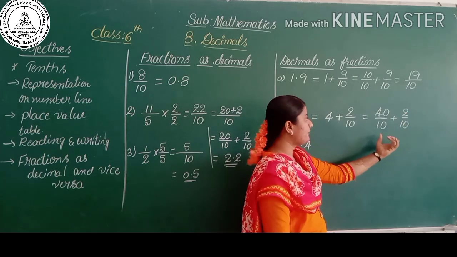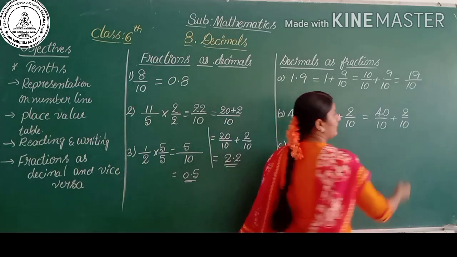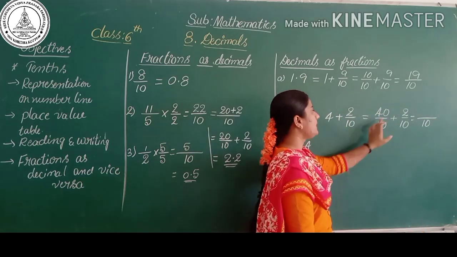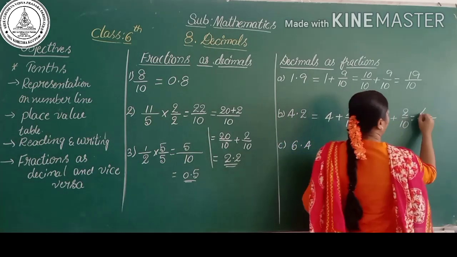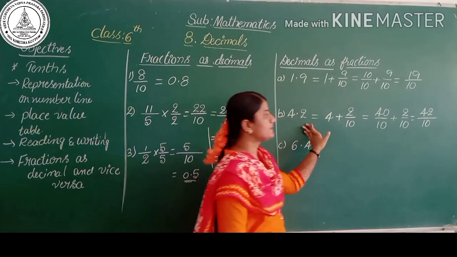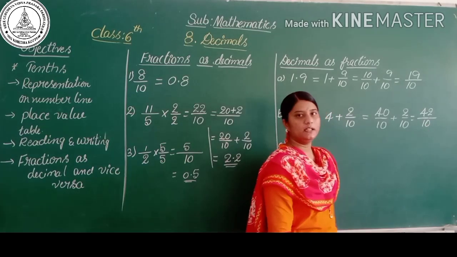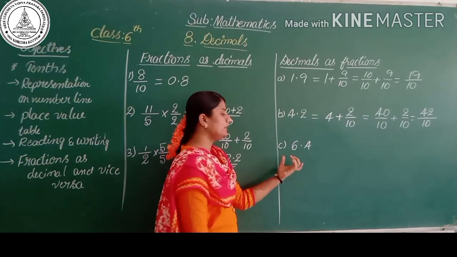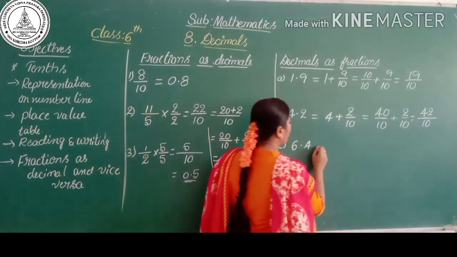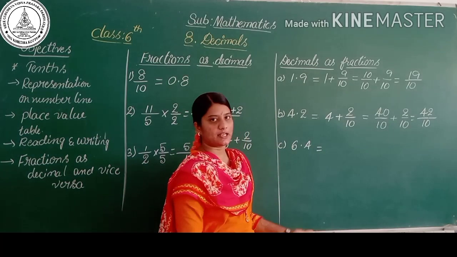So 40 by 10 plus 2 by 10. These two are like fractions, so we have to add them. Write the denominator as it is, 10, and add the numerators: 40 plus 2 is 42. So now 4.2 is written in fractional form as 42 by 10. Then the third one, the last example, 6.4. How can we write 6.4 in fractional form?